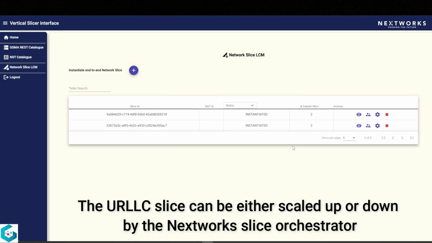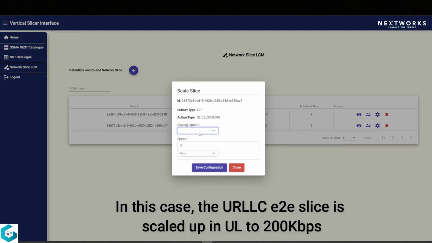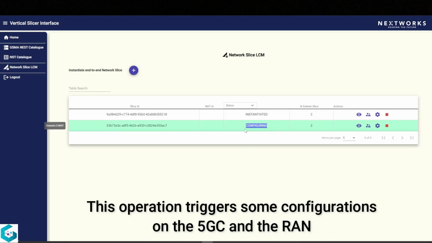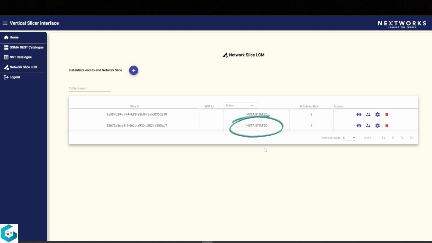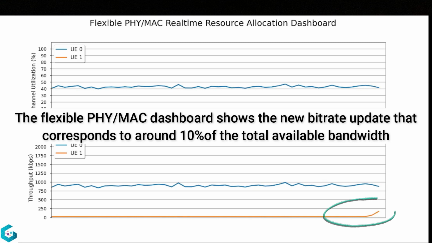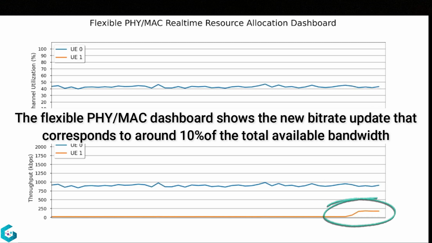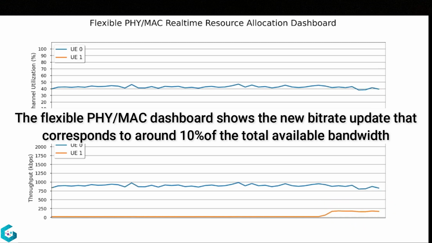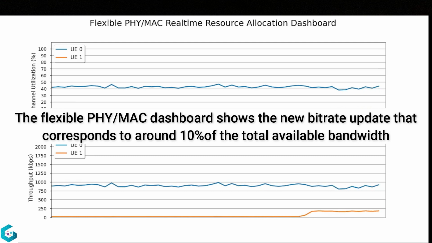The URLLC slice can be either scaled up or down by the Nextworks slice orchestrator. In this case, the URLLC end-to-end slice is scaled up in uplink to 200 kilobit per second. This operation triggers some configurations on the 5G core and the RAN. The flexible 5MAC dashboard shows the new bitrate update, that corresponds to around 10% of the total available bandwidth.